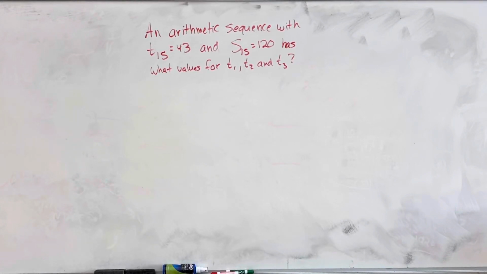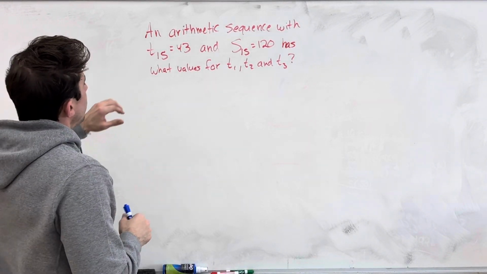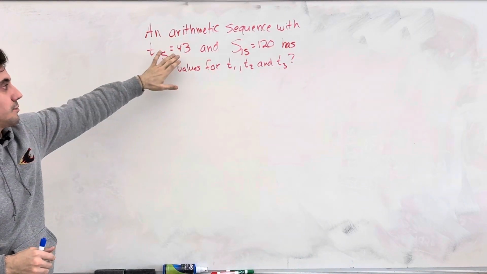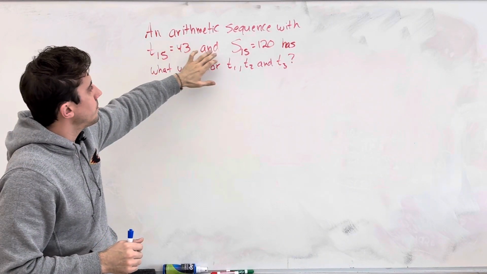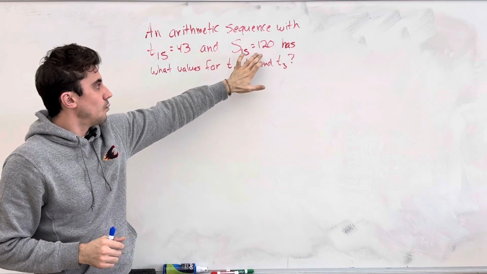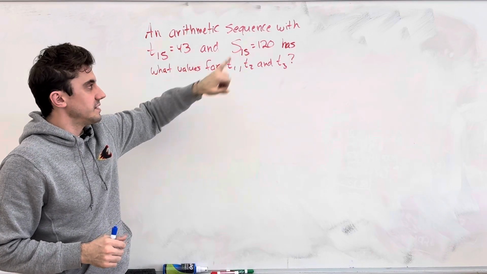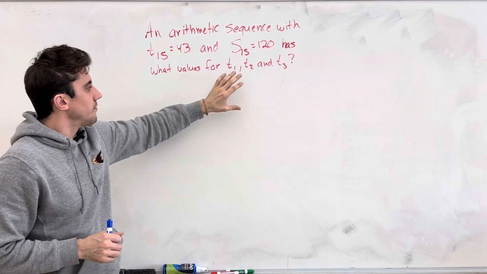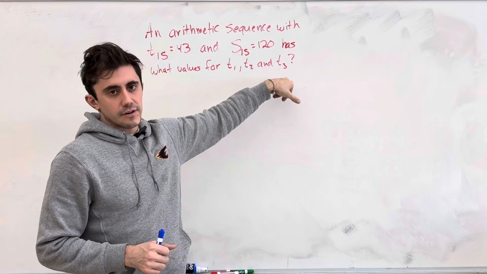Good afternoon, everyone. Today we're going to look at another arithmetic sequence where we're given the fact that the 15th term, T15, is equal to 43, and the sum of its first 15 terms is equal to 120. So S15 is equal to 120. And we are tasked with figuring out the values for its first, second, and third terms.